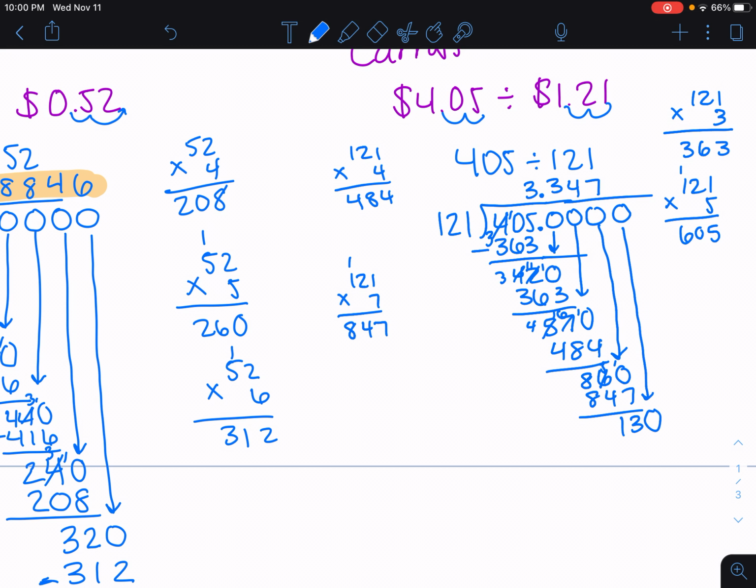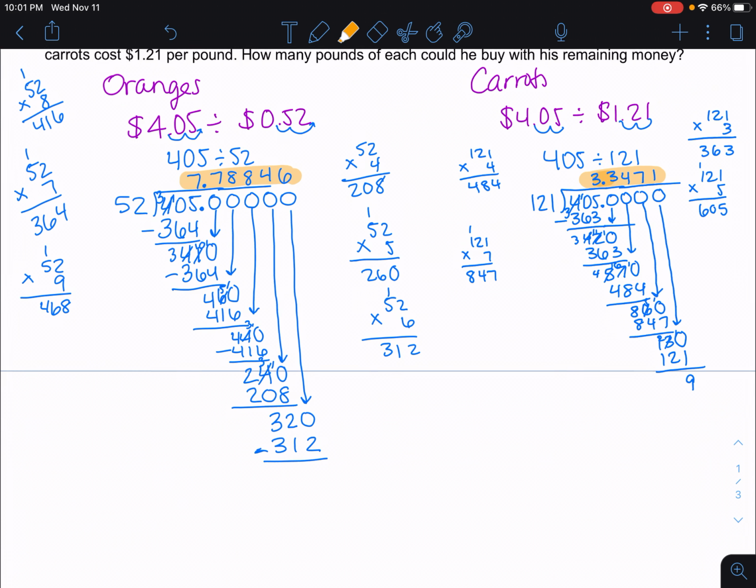So if I bring down another 0, it's going to go in 1 time. So 2, 10 minus 1 is 9. And again, this one looks like it's going to go for a ways, so I'm actually going to stop because we would eventually round. So I'm going to stop here and call it good enough. So how many of each could they buy? Well, they could buy 7 and almost 8 pounds, so 7.78 pounds of oranges, and then 3.3471, etc.